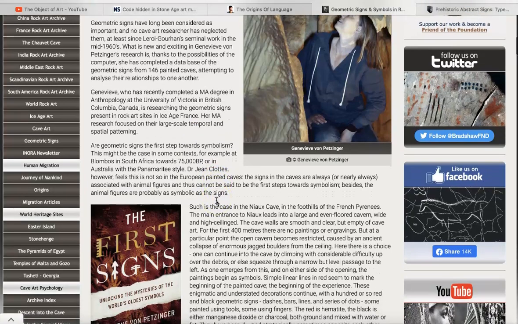Are geometric signs the first steps towards symbolism? This might be the case in some contexts, for example, at Byombos in South Africa towards 75,000 BP, or in Australia with the Panna Marite style. Dr. Jean Klotz, however, feels this is not so in the European painted caves. The signs in the caves are always or nearly always associated with animal figures, and thus cannot be said to be the first steps towards symbolism.